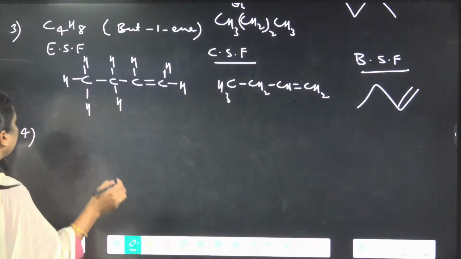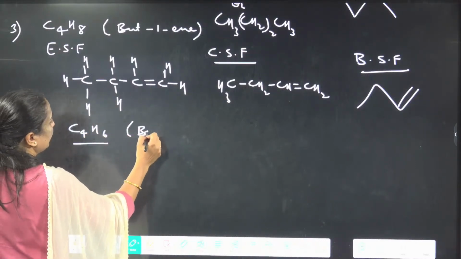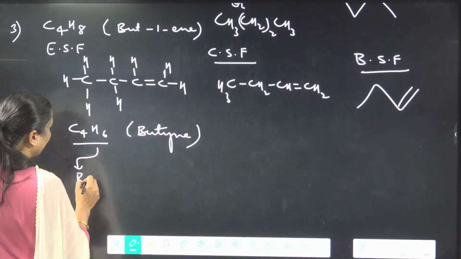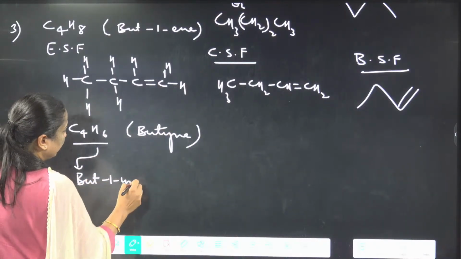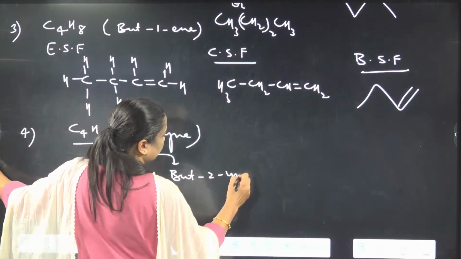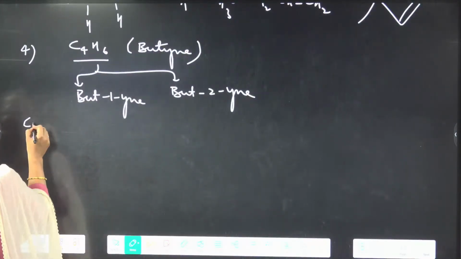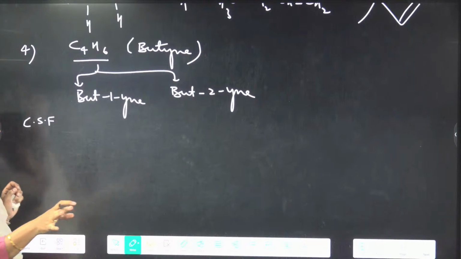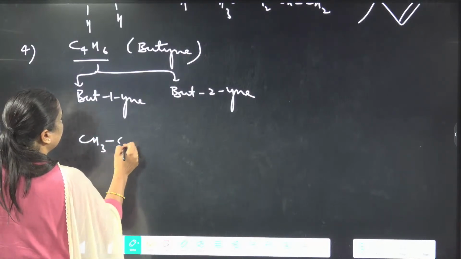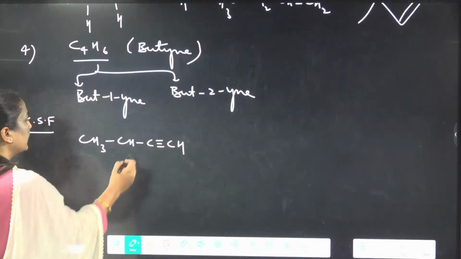Now, suppose I have C4H6. The thing is, it is butyne. Now, it could be but-1-yne and it could be but-2-yne also. I'm going to simply draw its condensed structural formula and bond line structural formula, right? So for condensed, are you going to get this: CH3, C triple bond CH. This is CH2.